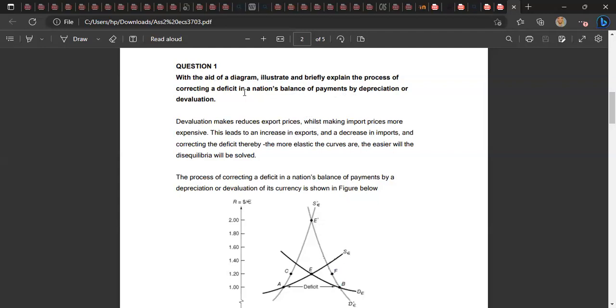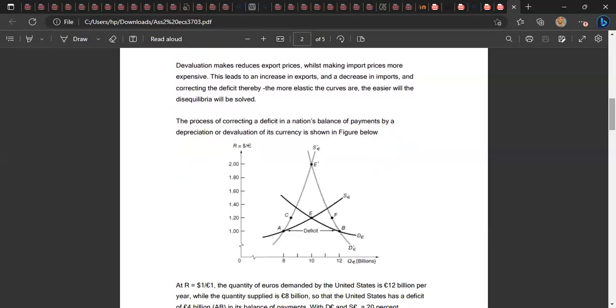So we ignore the fact that sometimes policies that try and correct a deficit on the current account actually cause a deficit on the financial account. So these ones always oppose each other. So we are going to be negating that fact. All right, so with the aid of a diagram, therefore, we need to make this illustration here.